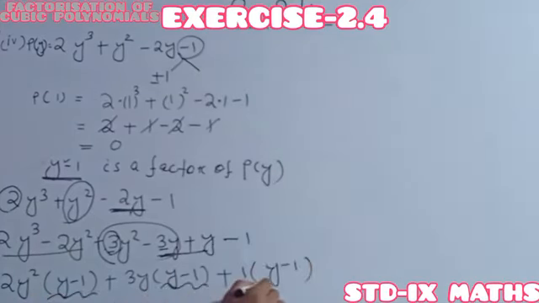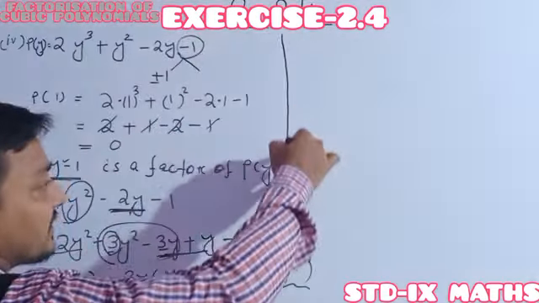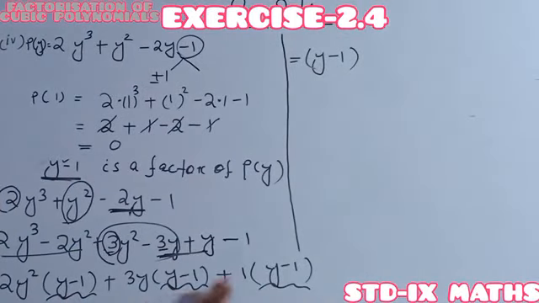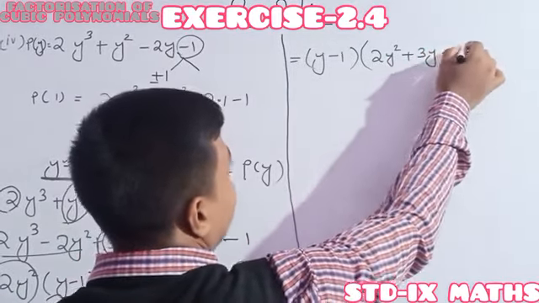It means it has now been reduced into 3 terms, and in each of the terms, y minus 1 is the common. See, in everywhere y minus 1 is the common. So from the 3, the binomial y minus 1 I am taking as the common. Then the non-common parts are 2y square, 3y, and 1. So the non-common part is 2y square plus 3y plus 1.